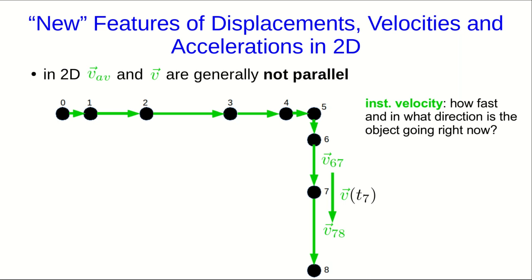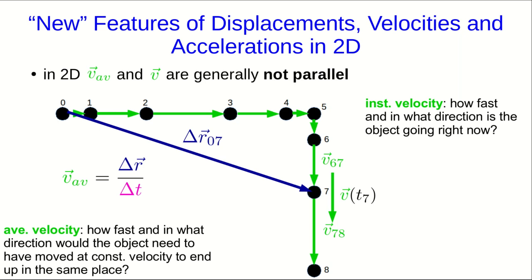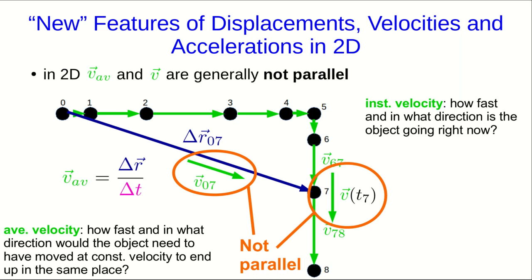Okay, now let's look at a different average velocity, and let me remind you that that is the velocity that the object would have had to go at constant velocity to end up in the same place. And you can get it directly from a displacement. So let's talk about the average from time 0 to 7. There's the displacement that you would get it from, and so we know that this average velocity points this way. And my whole point here is that these 2 vectors are not parallel. And in fact, if you think about it here, there is no instant when this object is moving in the direction of this v07.